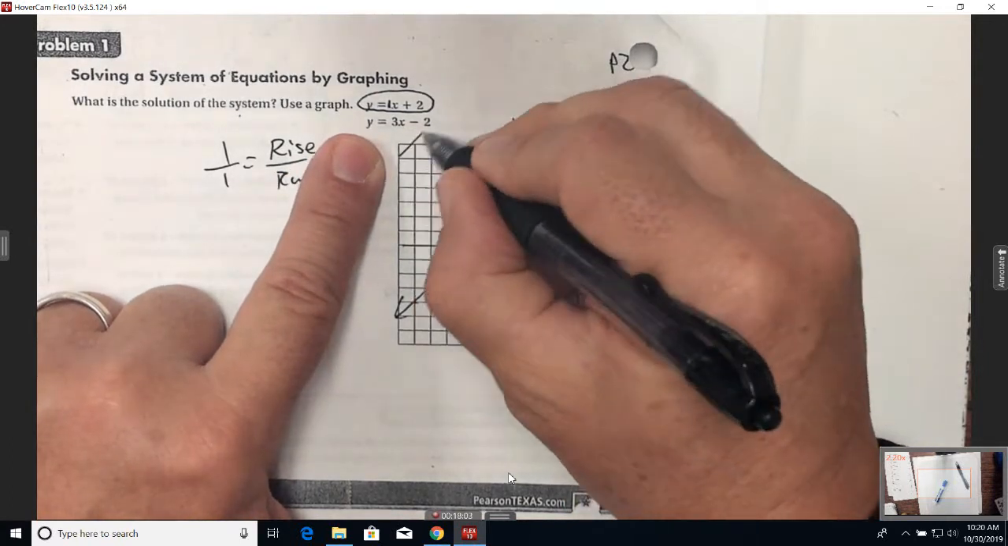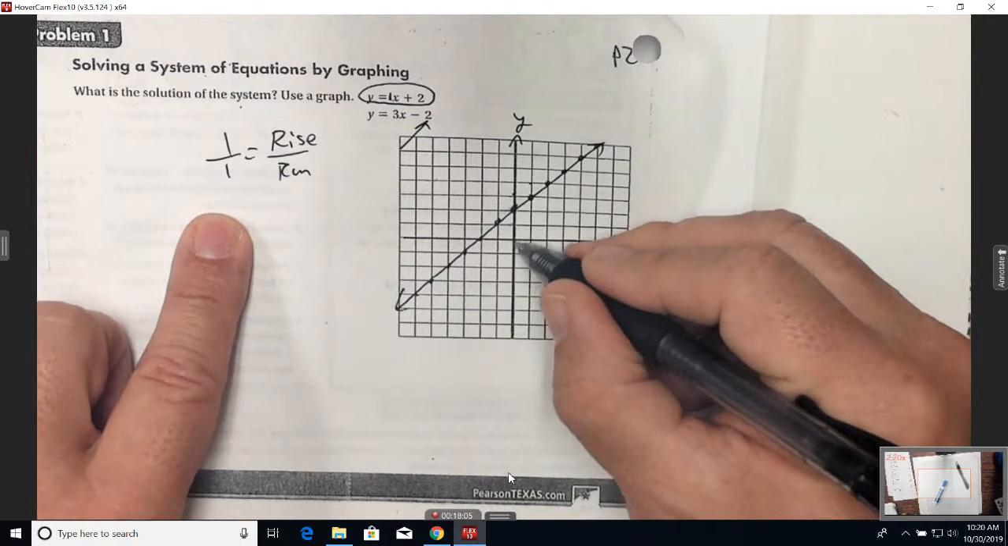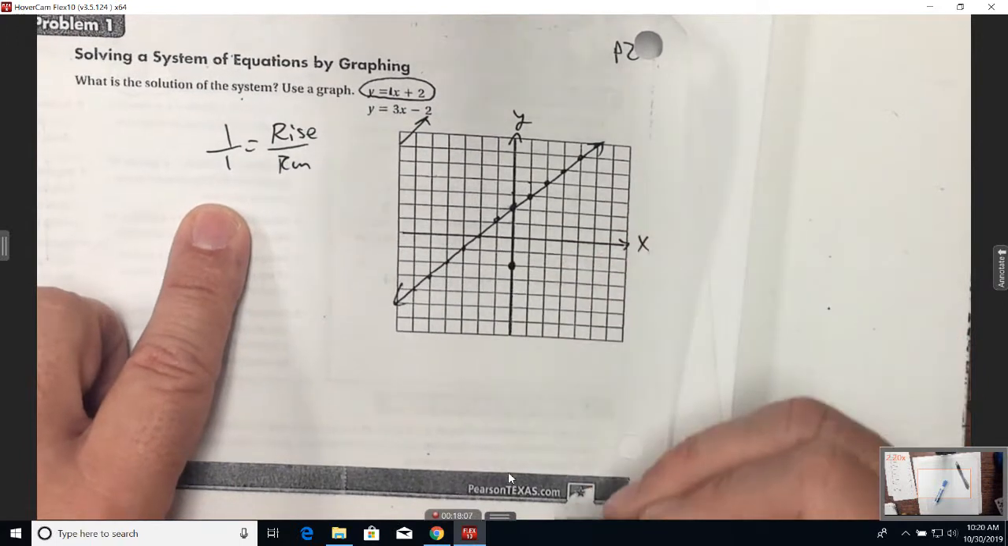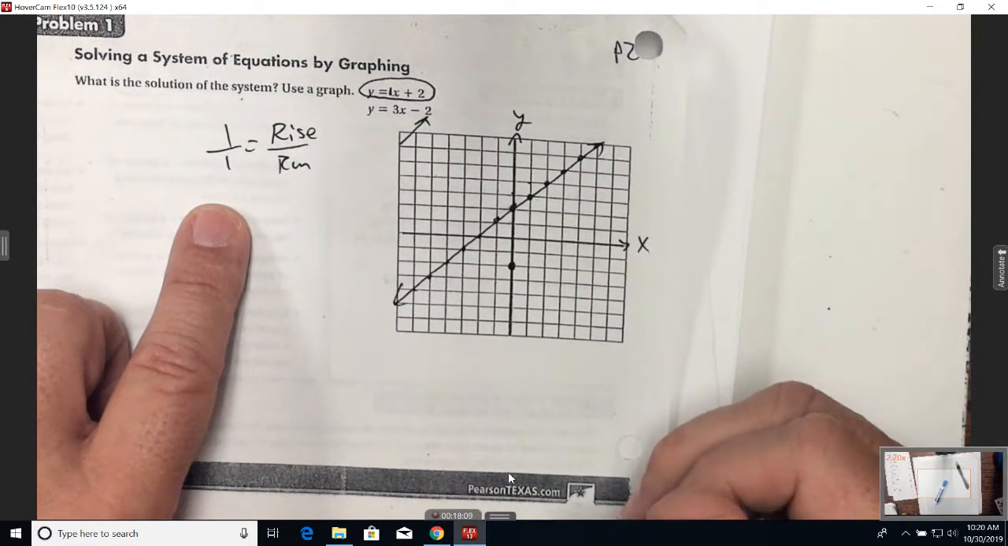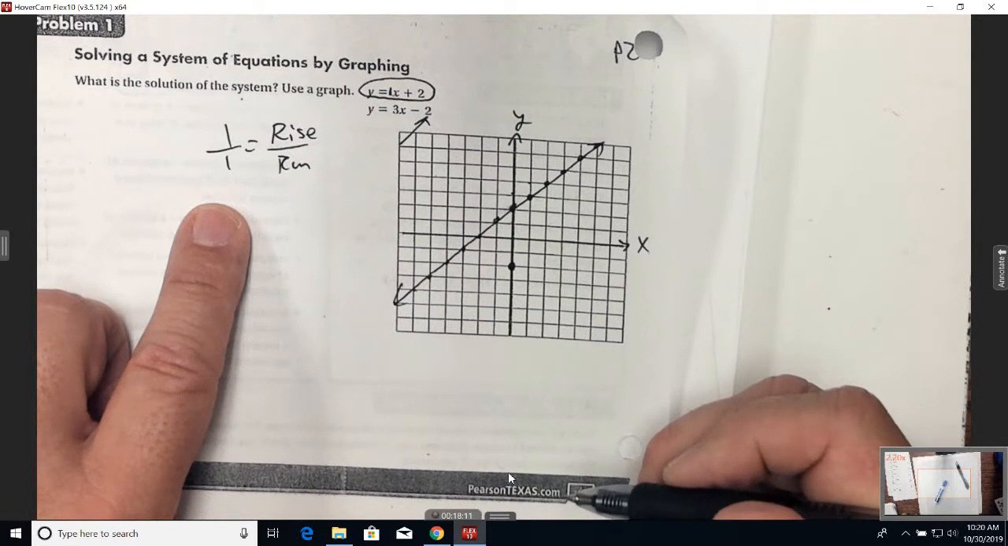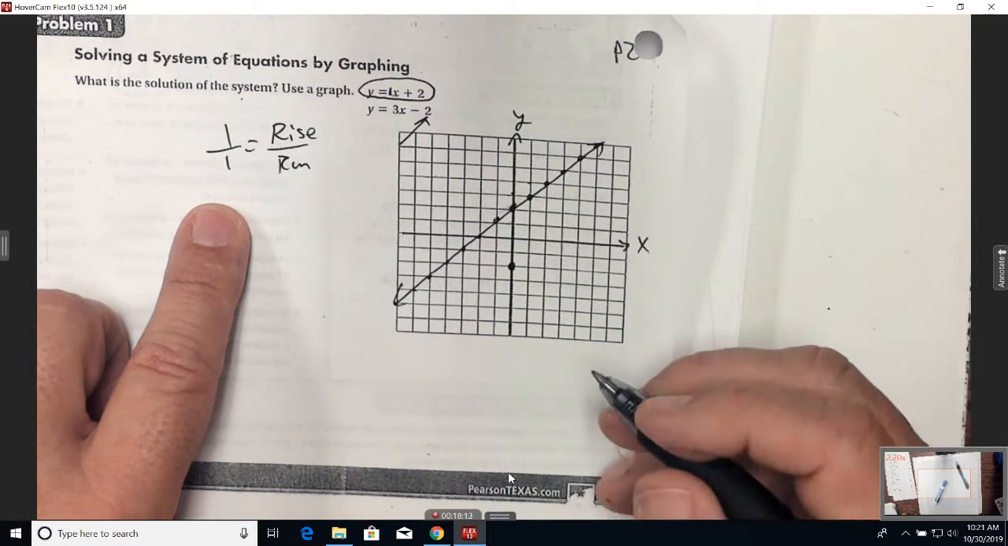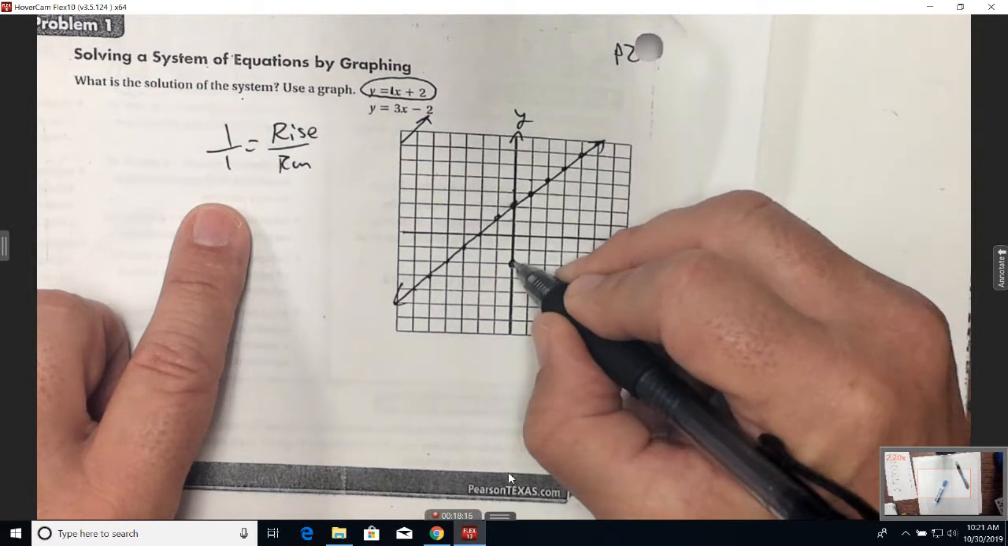Well, it has a y-intercept of -2. So I'll put a dot at -2 and then use my slope to find other points.